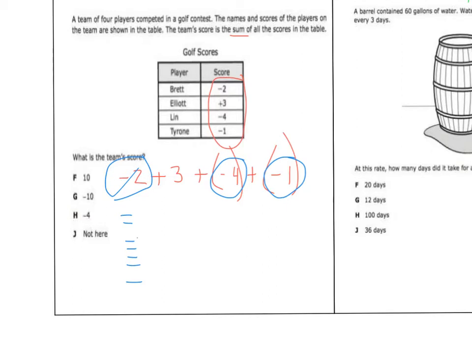1, 2, 3, 4, 5, 6, 7. So I have -7. Then I have my +3 that I have left over. I have -7 plus 3. Remember the rules when you're adding integers. If the signs are different, you subtract and keep the sign of the bigger number. 7 minus 3 is 4. My bigger number is 7, so I'm going to keep that sign, which is negative. So my answer is H, -4.